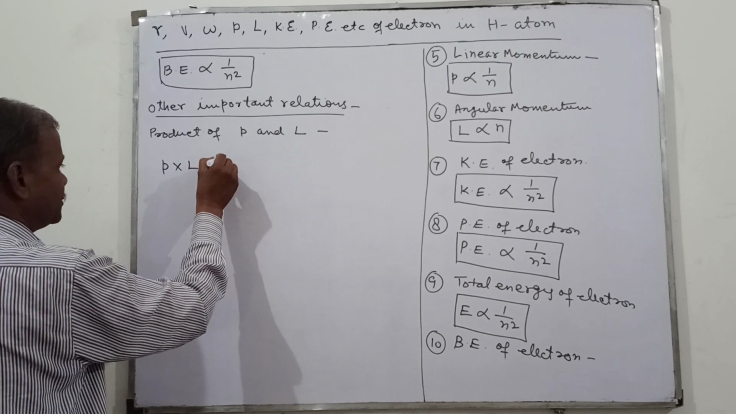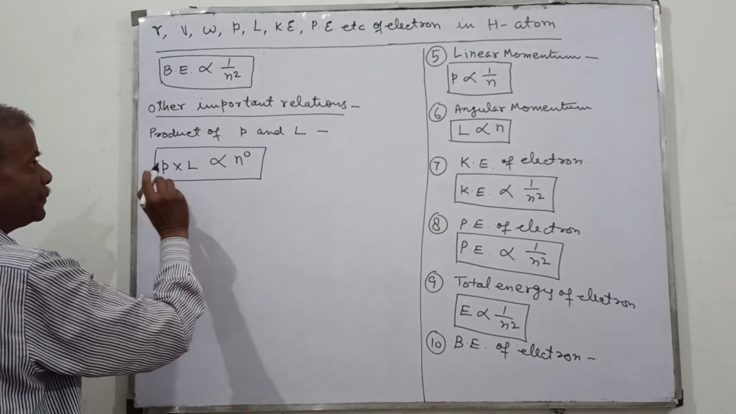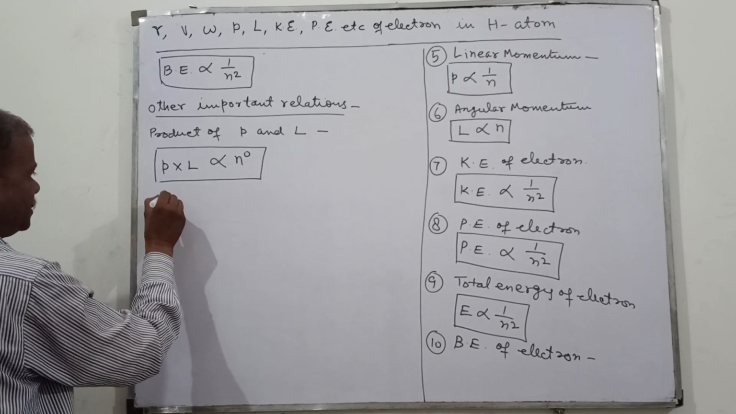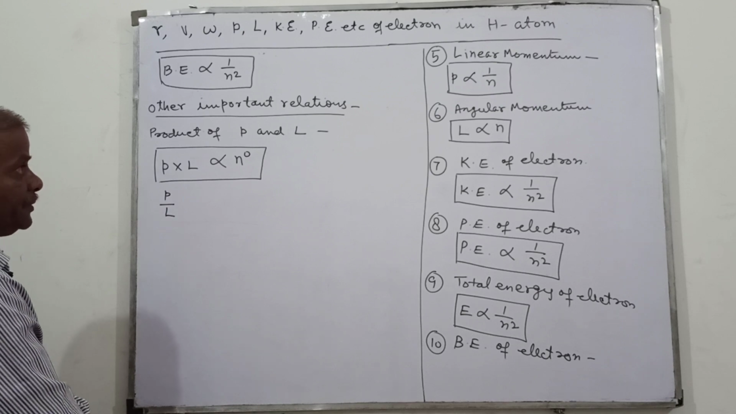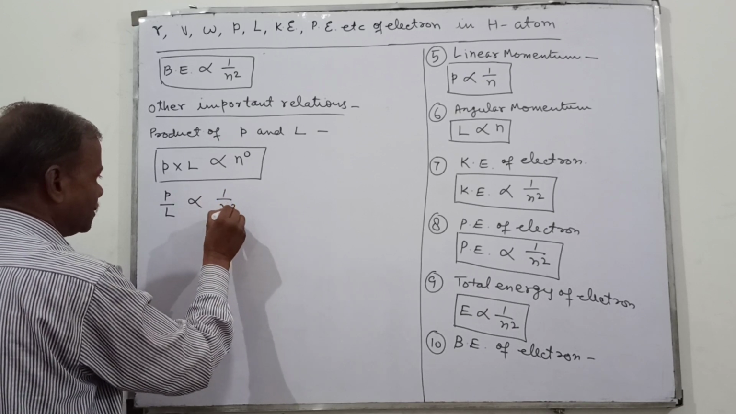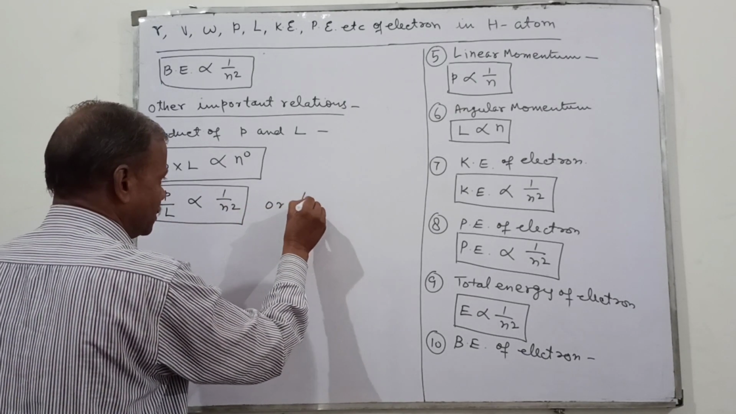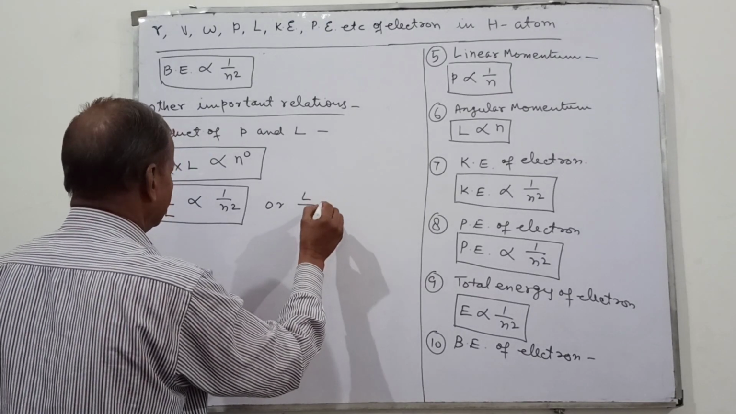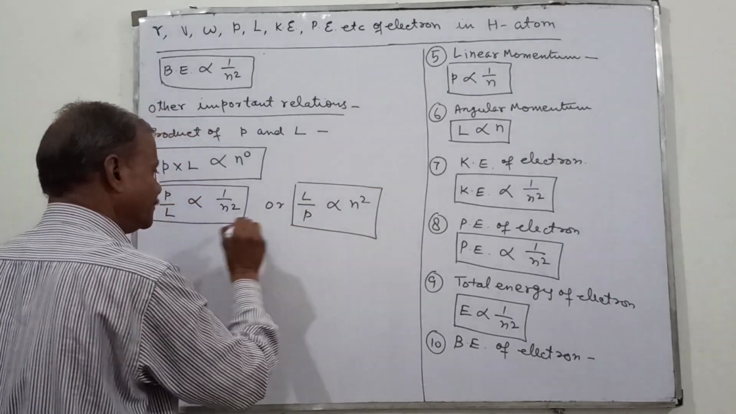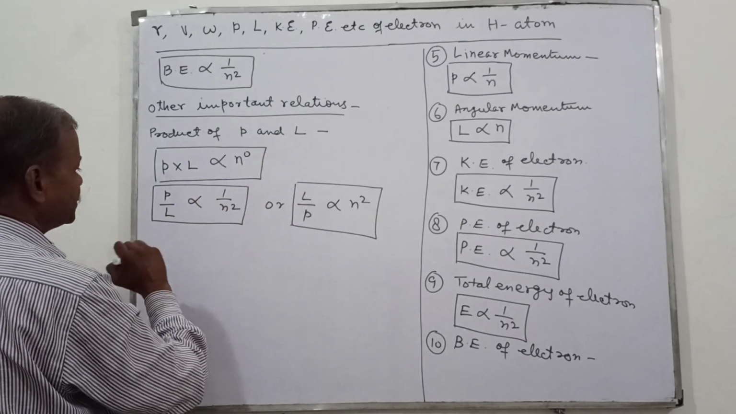So if we multiply, then this is proportional to n raised to power 0, because P is proportional to 1 upon n and L is proportional to n. This P upon L, if we divide P by L, then this is proportional to 1 upon n square. This is another relation. Or L upon P, this is proportional to n square. So these are other relations.